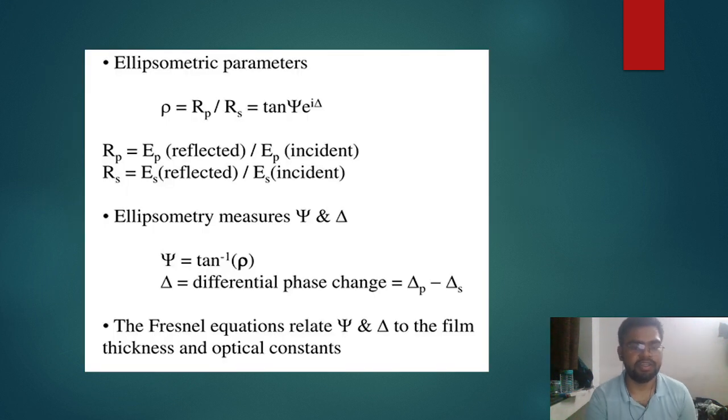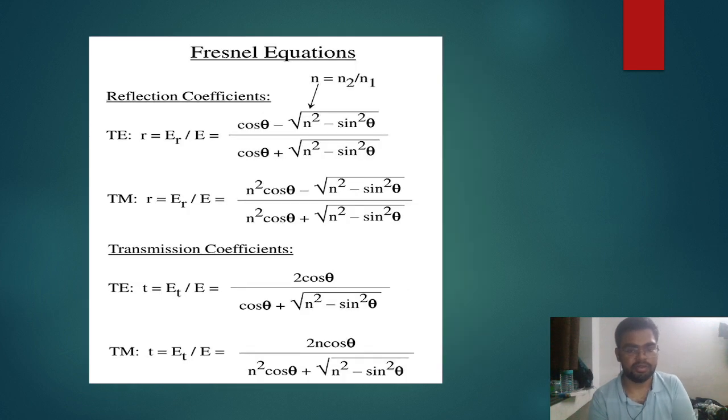So here we can see the ellipsometry parameters, psi and delta. When we calculate them, then we can find the film thickness and optical constants using the Fresnel equations. And these are the Fresnel equations. Here we can find the value of n2 and n1.